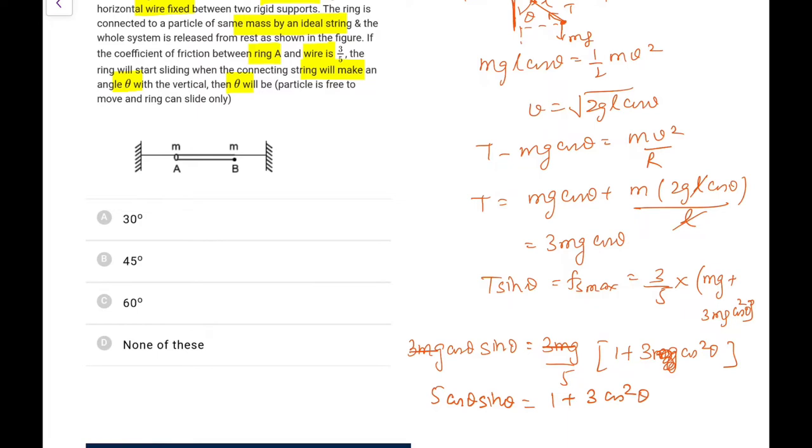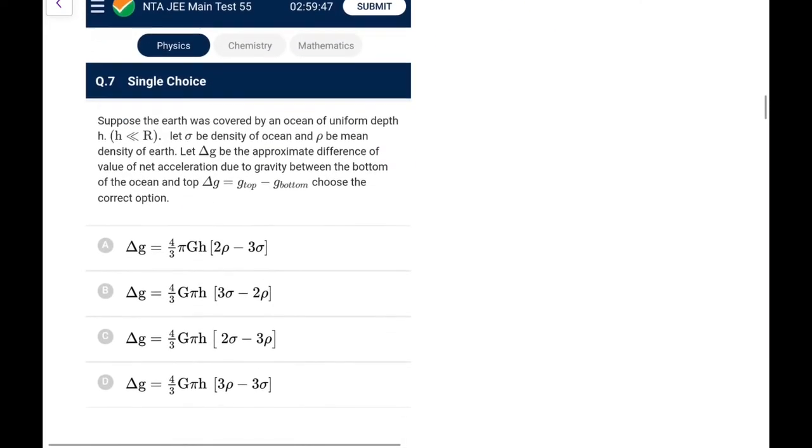Now putting the values, it's better I can directly check what it should be, because I know for 30 and 60 there will be some root 3 factor coming, so it cannot be the complete integer, so I can try 45. So it is 1 by root 2 into 1 by root 2, times 5, that is 5 by 2, and 1 plus 3 cos square theta, cos square theta is 1 by 2, that means 3 by 2 plus 1, that is 5 by 2, that is satisfying. So 45 degrees will be the option, otherwise I would have gone for none of these. So you can try this, it's a good question.